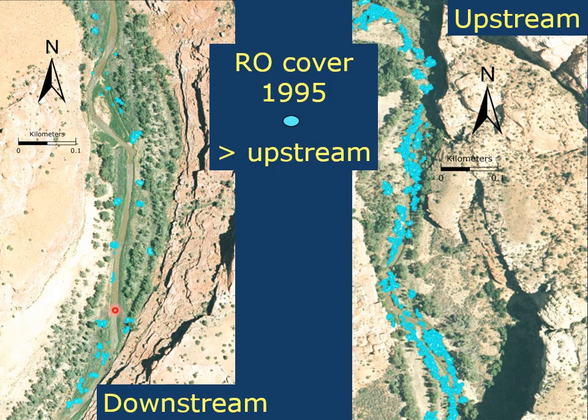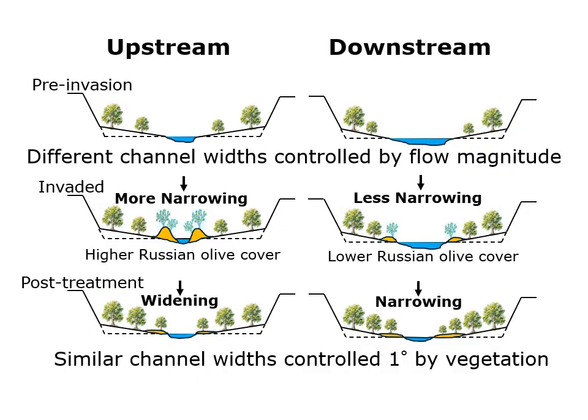Conversely, the less dense cover of Russian olive in downstream reaches did not affect the channel to the same degree, and following treatment, downstream reaches continued to narrow in response to the current flow regime and the continued presence of native vegetation. This figure provides a graphical summary of our interpretation of the differing responses of upstream and downstream reaches following the invasion and treatment of Russian olive.